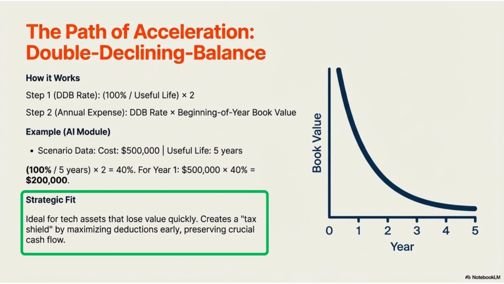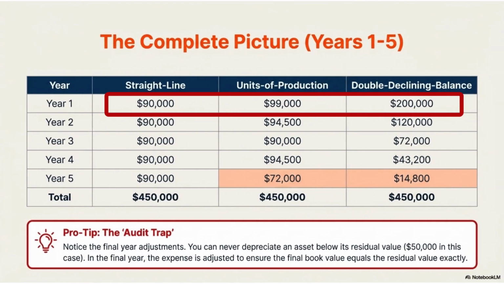And this is the strategic choice for, say, high-tech companies. Right, absolutely. Or any industry facing rapid obsolescence. That huge early expense creates a very large, very immediate tax shield. It preserves cash flow right now. Which allows a startup, for instance, to pour that cash back into R&D, which is often way more important than reporting slightly higher stable earnings in the first couple of years.